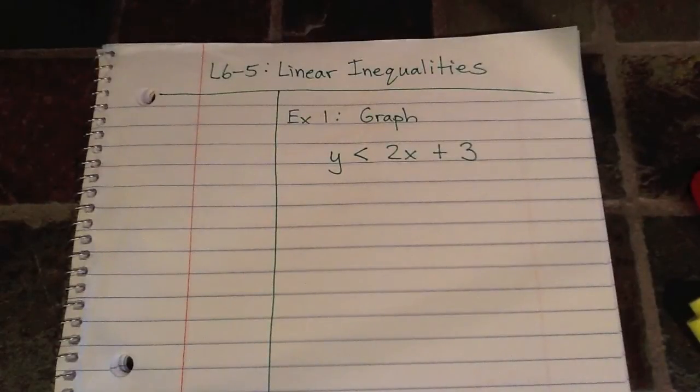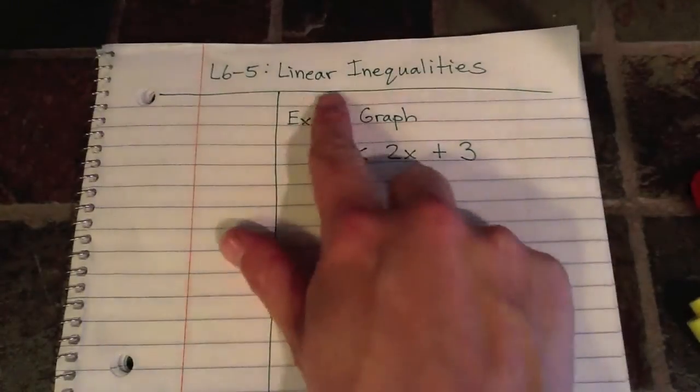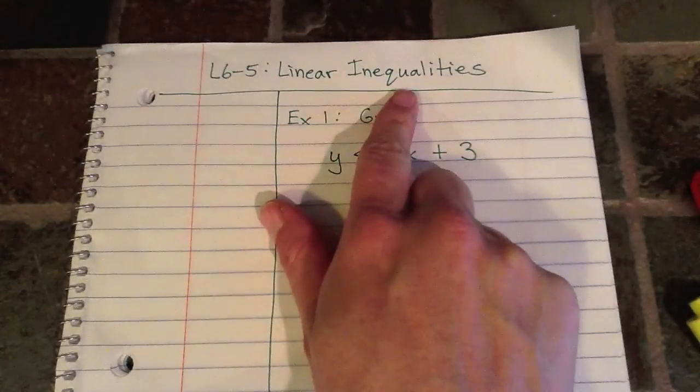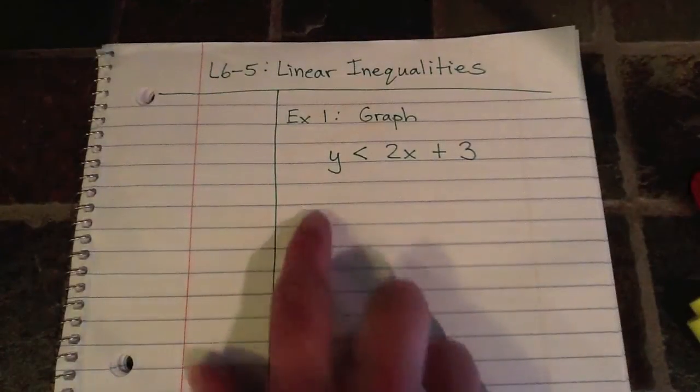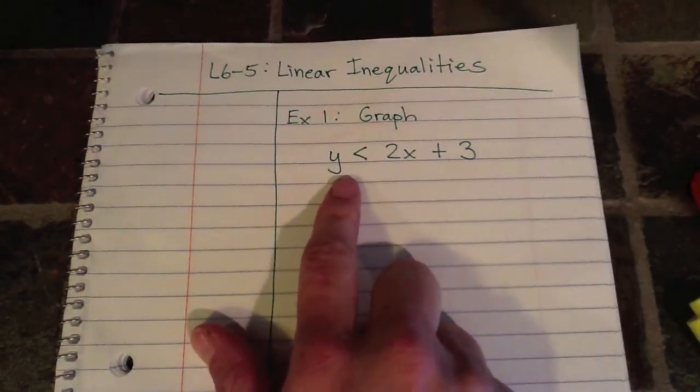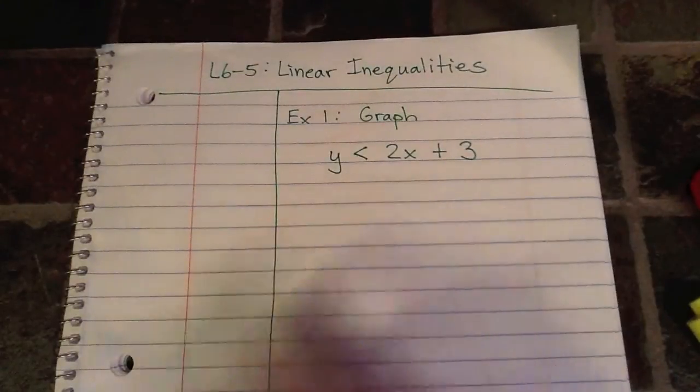So we're continuing with Chapter 6 at the beginning of this semester, and Lesson 6.5 covers linear inequalities. And the name explains exactly what it is. Linear, so you're going to be graphing lines. Inequalities, so you're dealing with inequalities instead of linear equations. And if you look at example 1, it asks you to graph y is less than 2x plus 3.